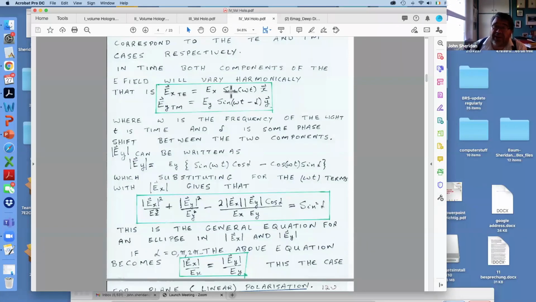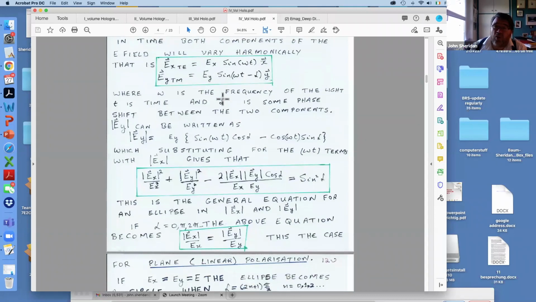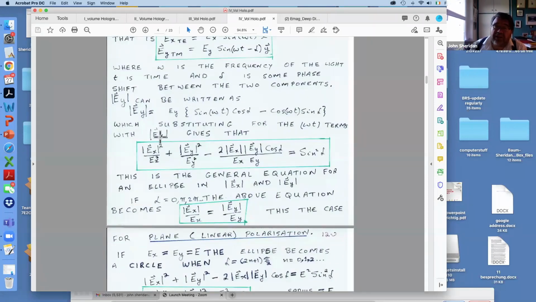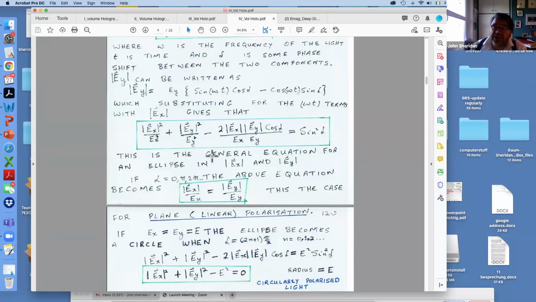But the two components can be varying with respect to time. And omega is the frequency of the light, T is time, and this delta is some phase shift between the two components. The magnitude of EY is given by this, which substituting for the omega T terms, the magnitude of E gives us this here. So we end up with an expression which looks like this, and this basically is the equation of an ellipse.